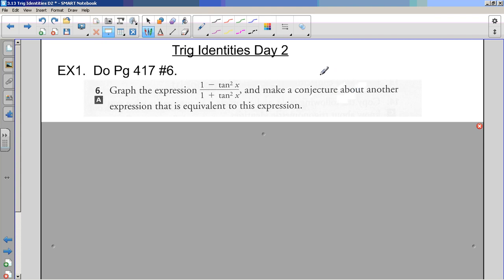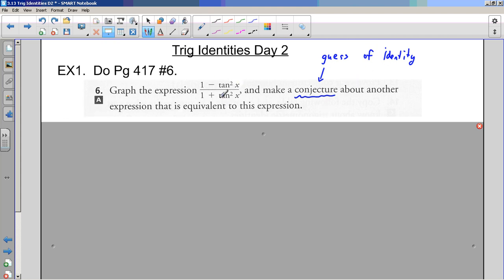What's a conjecture? Well, first of all, a conjecture is kind of like a proof guess, a guess of an identity. A conjecture is something that we're pretty sure is going to be true, but we don't know yet. So that's a guess of an identity, is a conjecture.